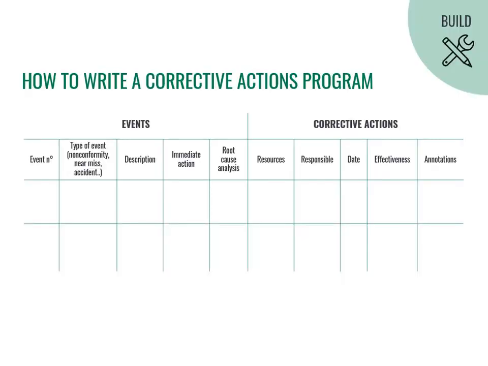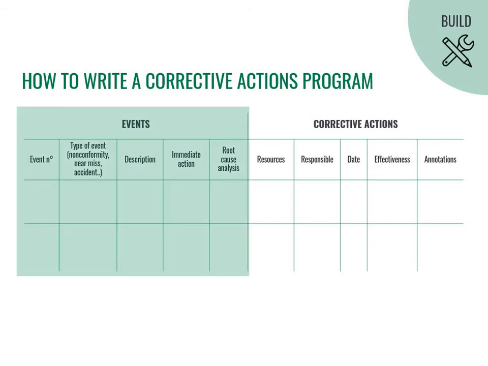For one last time, we are in the build part. How could you make a document that covers effectively what the standard asks? It's easier to divide it into two specific parts. One about what happened, events, and one about what your company will do to prevent it from happening again.